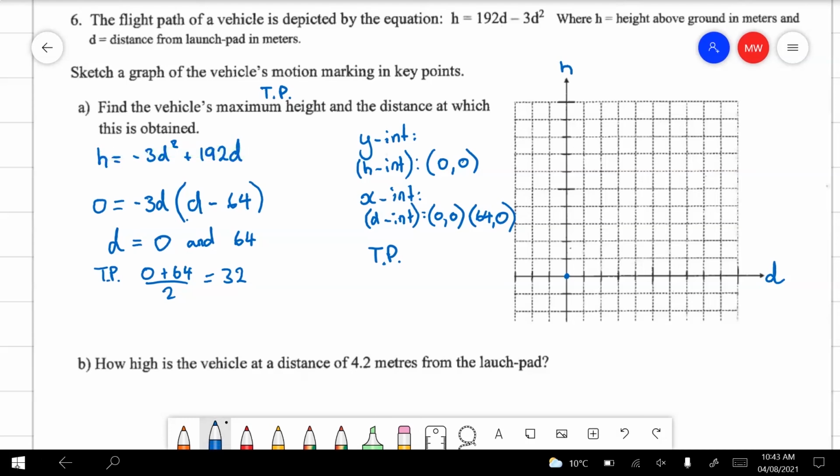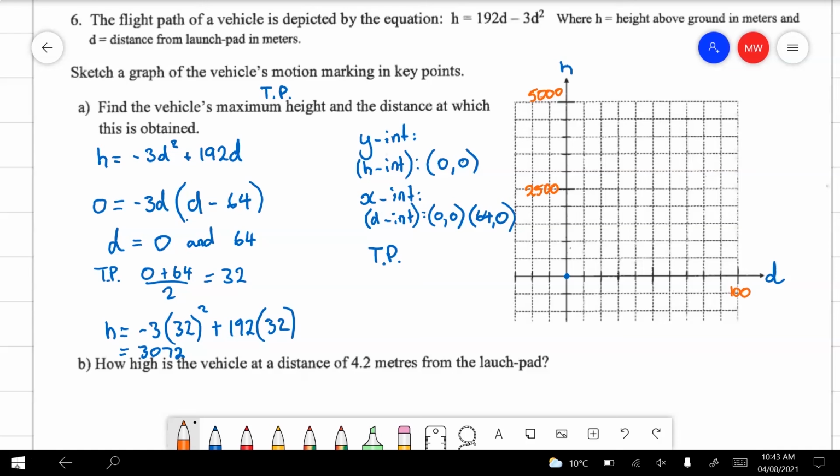So what I find is that the height of the turning point will be minus 3 groups of 32 squared plus 192 times 32, which will give me a height of 3,072 meters. Now, all I need to do is plot this and then answer it. So I've got to give our table some values. I might make this 5,000 meters. I might make this about 2,500, and we might span a distance of 100 meters.